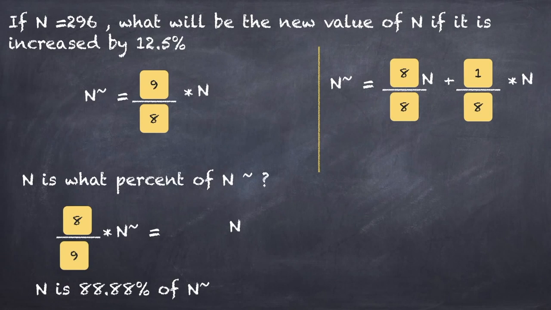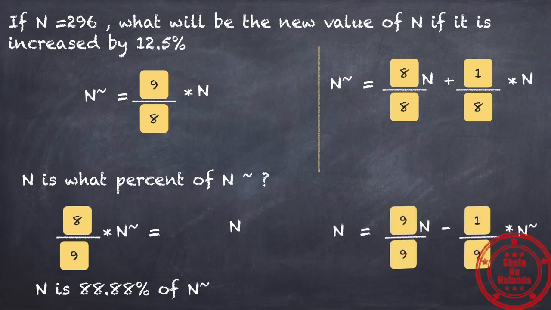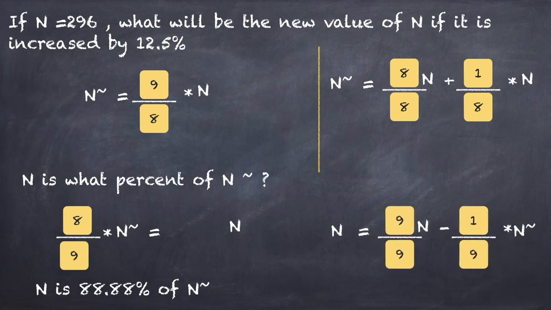Or you can split the fraction just the way you were adding two terms to get to a fraction. This time you split the fraction. Think of it as 9 by 9 minus 1 by 9. 9 by 9 is 100% and 1 by 9 is 11.11%. So n is 11.11% less than n dash. Okay. In this case, it should be 9 by 9 of n dash. That's an errata here.